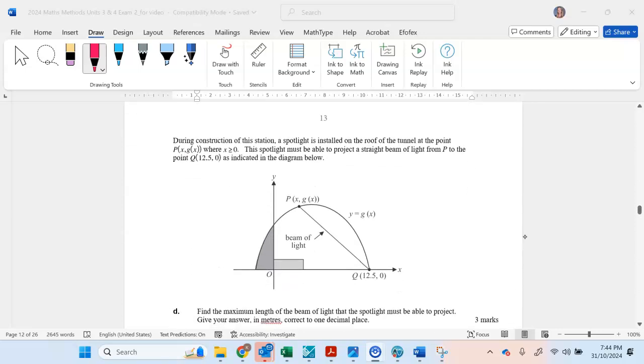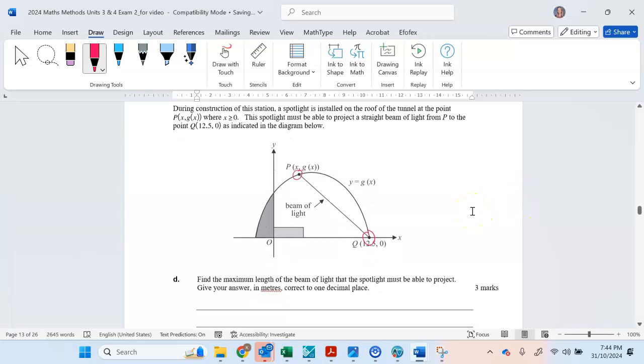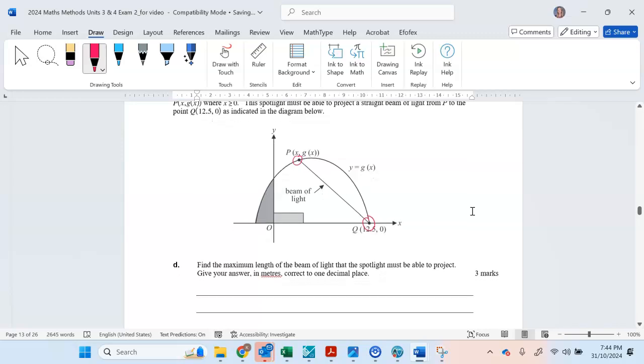During construction of this station, a spotlight is installed on the roof of the tunnel at the point P, so this point here, where x is greater than or equal to 0. This spotlight must be able to project a straight beam of light from P to the point Q, down here, as indicated in the diagram below. Find the maximum length of the beam of light that the spotlight must be able to project. Give your answer in meters correct to 1 decimal place. All right, so we want the maximum length.